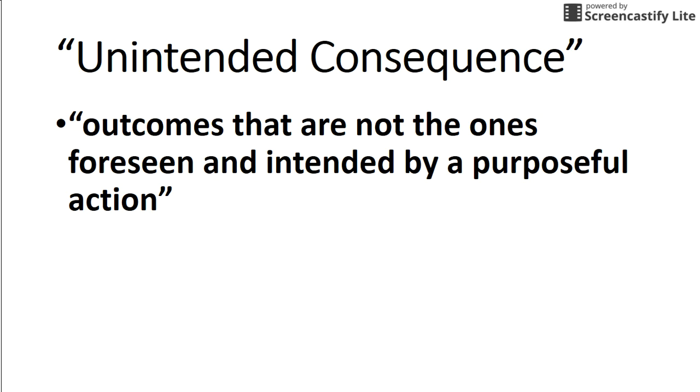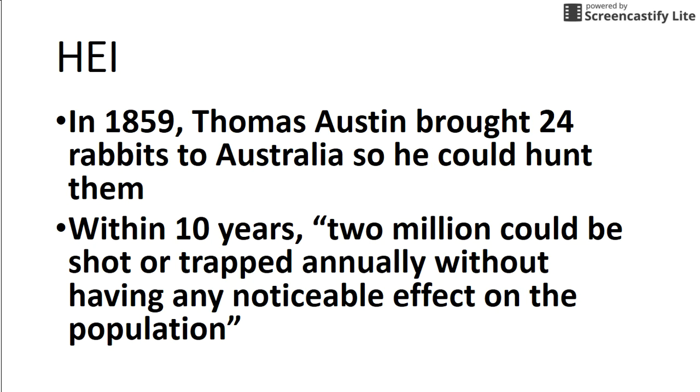But again, it's just this idea that sometimes we do stuff and we don't mean for something bad to happen, or we don't mean for something good to happen sometimes, but it just happens as a consequence. So there's this guy in 1859. His name was Thomas Austin. He was from England. He brought 24 rabbits to Australia so he could hunt them. That's it. 24 rabbits, 2 dozen, no big deal, right? He just wanted to do something for fun. He liked to do that back in England, so he was like, "Yeah, I'll bring some to Australia. That'd be fine, no problem."